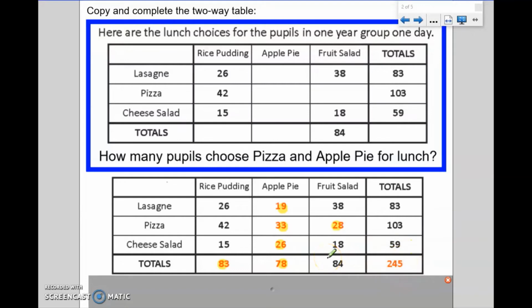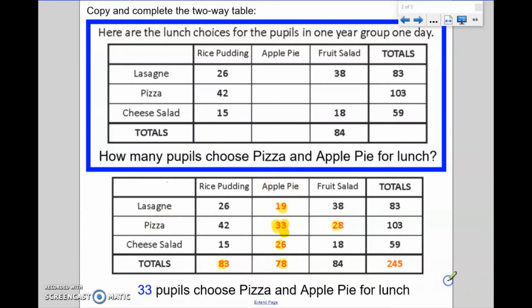245. The question says, how many pupils chose pizza and apple pie for lunch? So I would look across at pizza, which was their main course. I would look down at apple pie, which was their dessert, and I meet here at a value of 33. So that's telling me that 33 students had pizza for main course, apple pie for dessert. So 33 pupils chose pizza and apple pie for lunch.